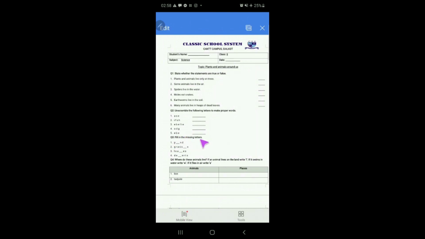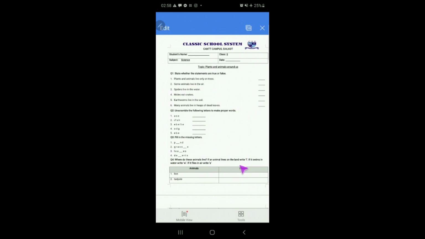Question number 3, fill in the missing letters. Now here you have to fill in these dashes with the missing letters so that the word is completed. Number 1, P-N-D. P-O-N-D. Pond. Okay? Number 2, GRASS-S. Number 3, LEA-ES. Number 4, DE-ERTS.